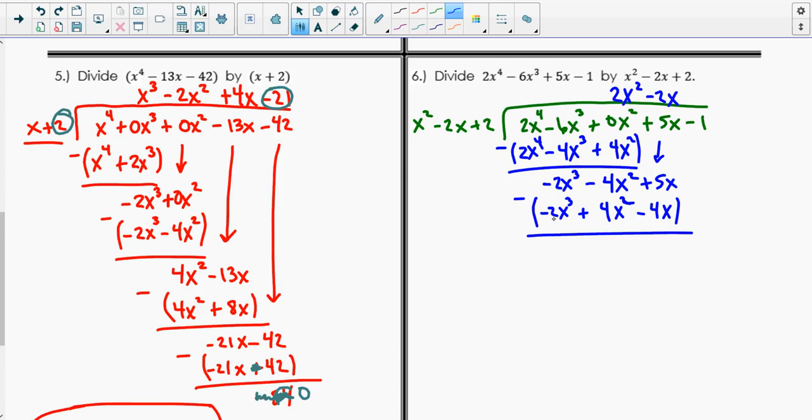My first terms cancel since this becomes a positive. Negative 4x squared minus 4x squared does not cancel. It's an 8x squared. 5 minus a negative, so this becomes positive 4. So then this becomes positive 9x. And now I want to bring down my negative 1. Okay, I need to get a negative x squared.